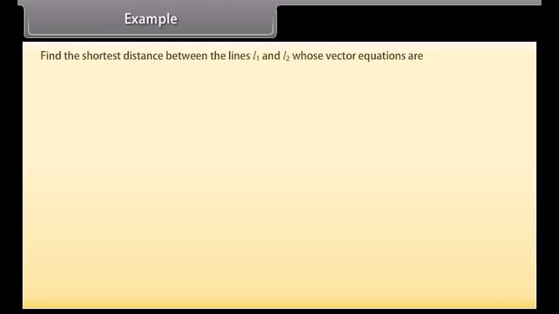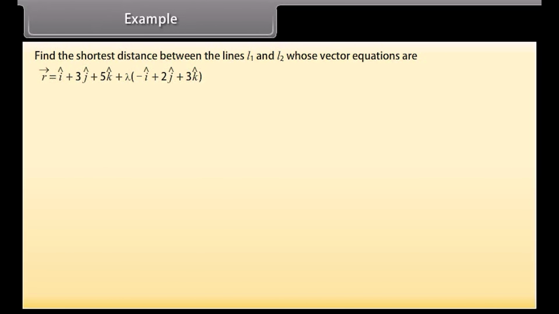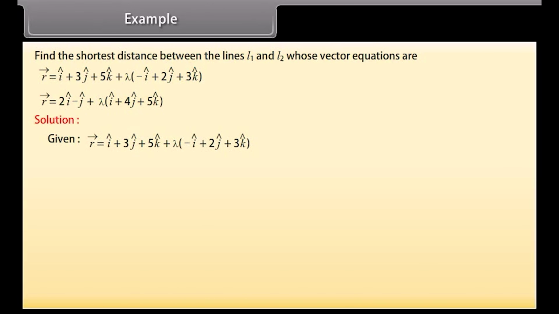Example. Find the shortest distance between the lines L1 and L2 whose vector equations are vector r equals i cap plus 3 j cap plus 5 k cap plus lambda times (minus i cap plus 2 j cap plus 3 k cap), and vector r equals 2 i cap minus j cap plus mu times (i cap plus 4 j cap plus 5 k cap). Solution. Given the same two equations.